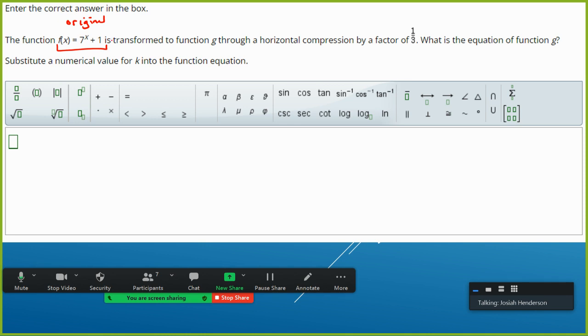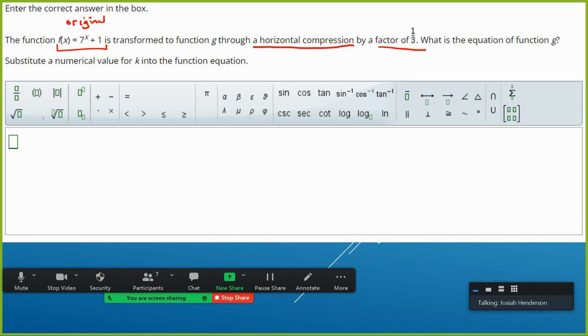This original is transformed to function g through a horizontal compression by a factor of a third. What is the equation of function g? So they want us to straight up type it into this box below. You've all seen problems like this, most likely, throughout the year so far.